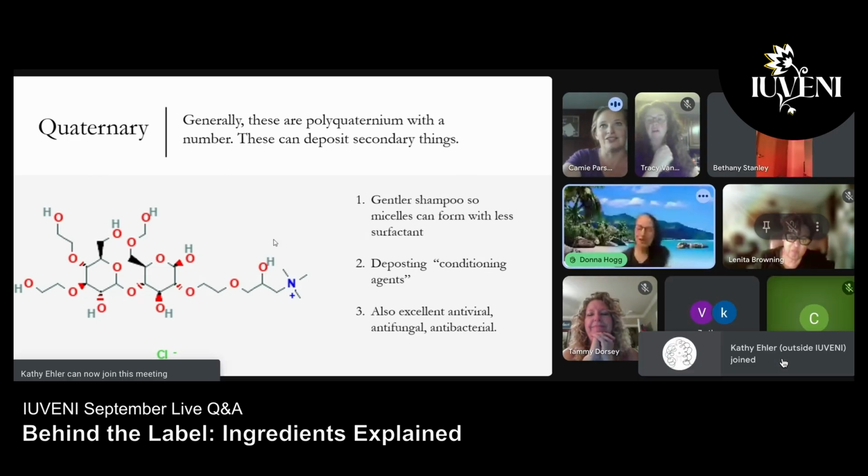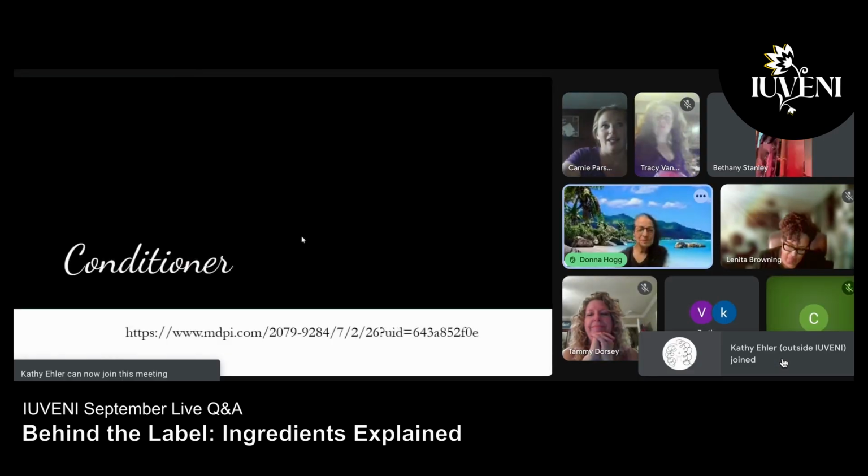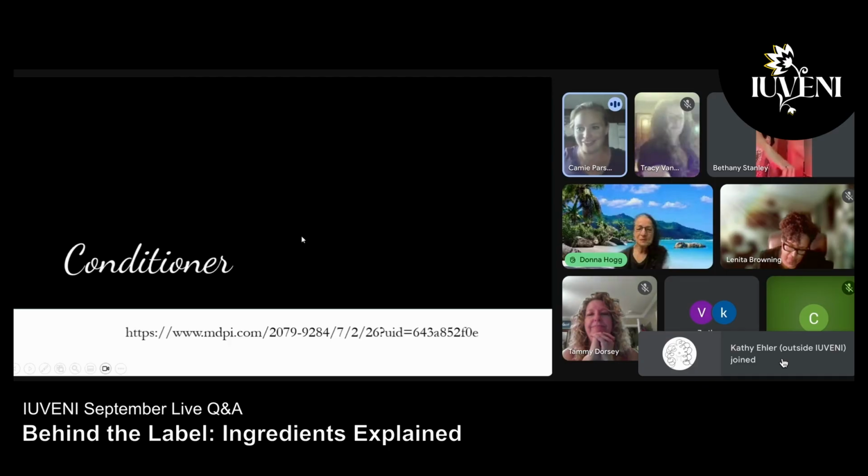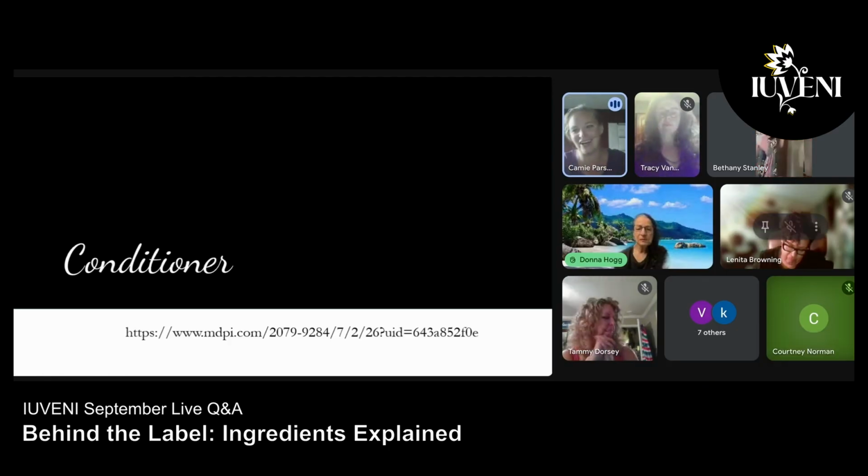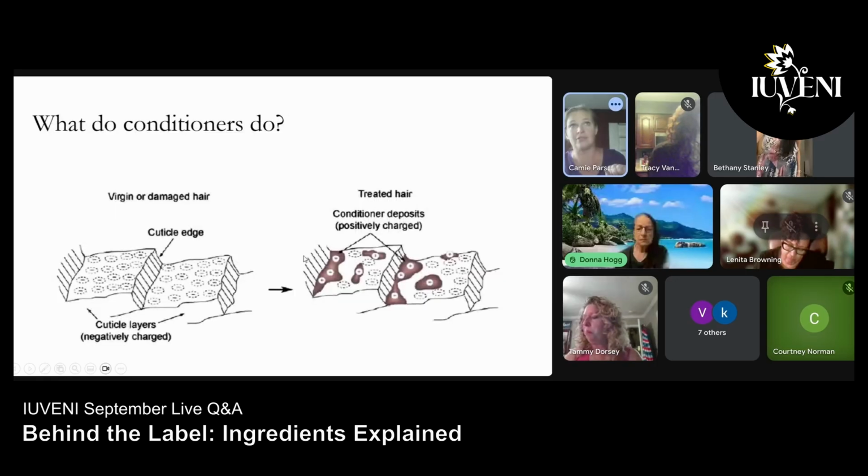Okay, so now we're going to talk about conditioners. There is not going to be much. This is a citation. This is where I got this information. Please go look it up.